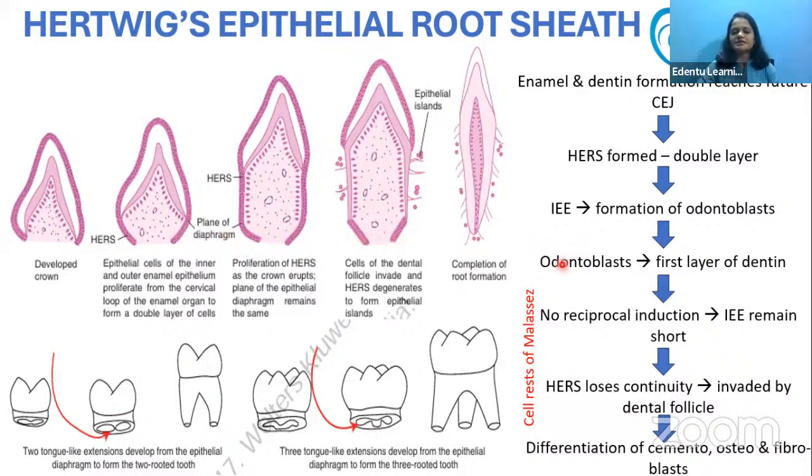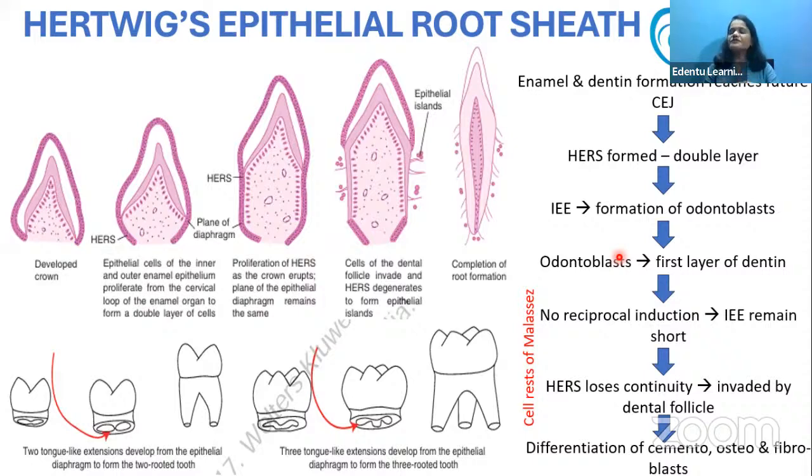Now in the Hertwig's epithelial root sheath, there will be inner enamel epithelial cells and outer enamel epithelial cells. It is formed by just two layers of cells, the IEE and the outer enamel epithelial cells. These inner enamel epithelial cells, just like they induced the formation of dentine in the early bell stage that we had already seen, will induce the formation of odontoblasts, and the odontoblasts will start forming the dentine.